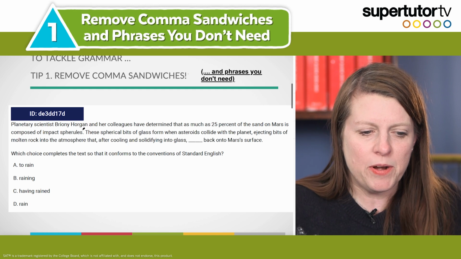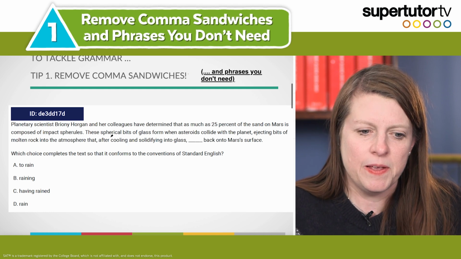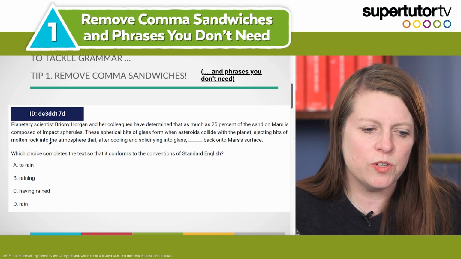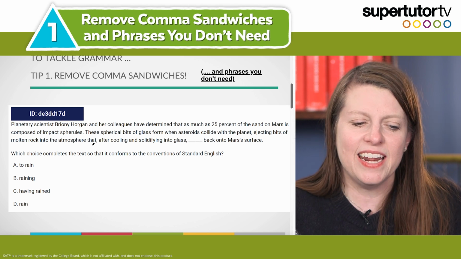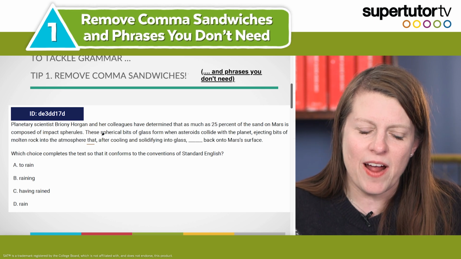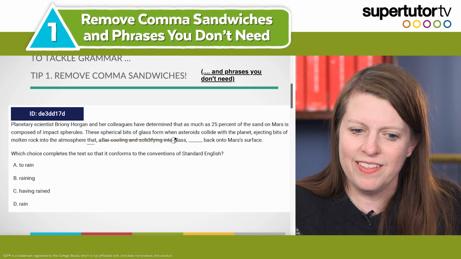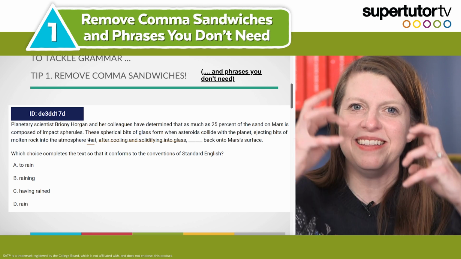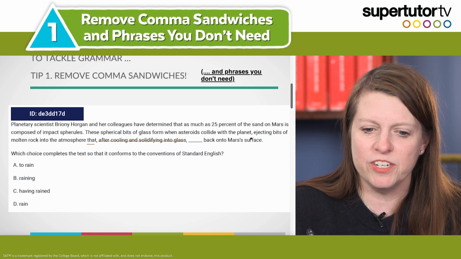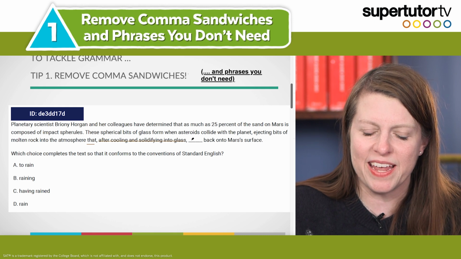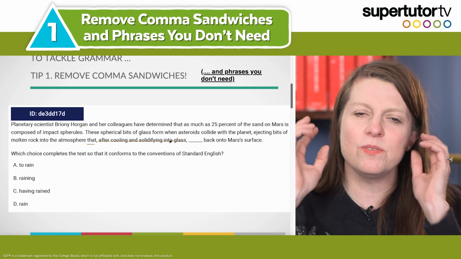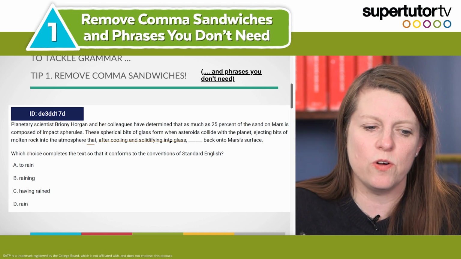So here, I'm going to read the second sentence. These spherical bits of glass form when asteroids collide with the planet, ejecting bits of molten rock into the atmosphere that, and I can hear that kind of dangle, after cooling and solidifying into glass. And here I have this comma sandwich that I don't really need, and that was dangling, and I feel like it needs something. So I'm going to keep reading. Blank back onto Mars' surface. I really want to get from here to this blank. So if something's getting in the way of my blank, I want to get rid of it so I can hear with my ear better what should be there or what's going on.